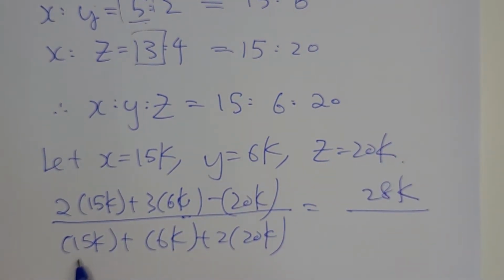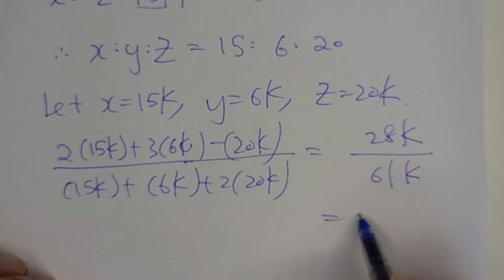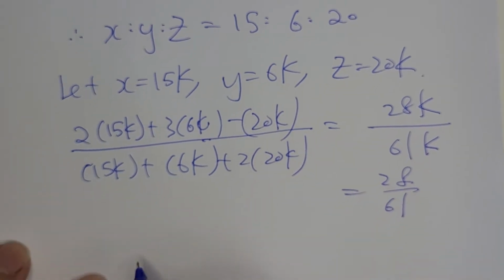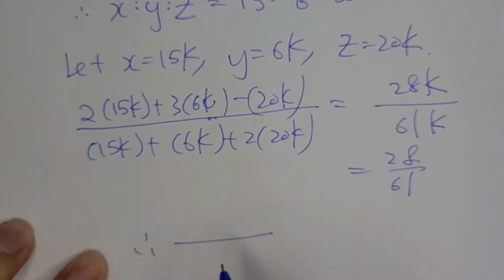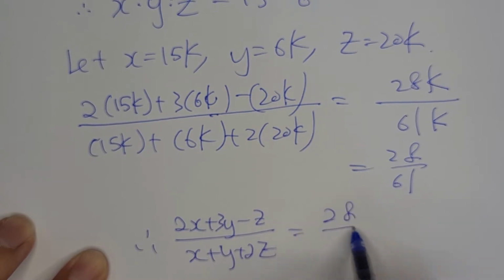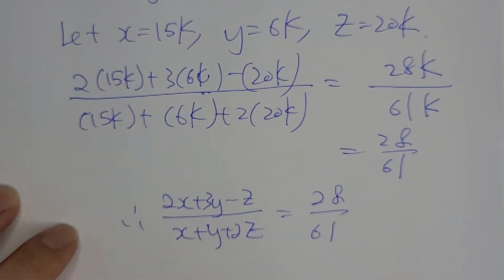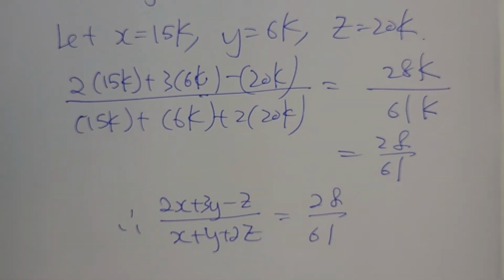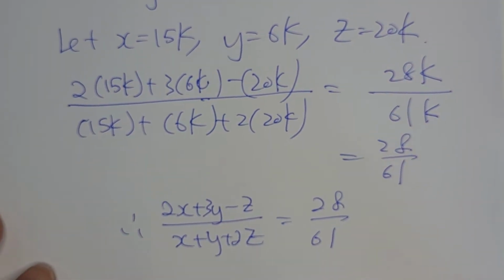And then 15 plus 6, 21. 21 plus 40, 61. So you get the answer, that is 28 over 61. And give the final statement. Therefore, the fraction 2x plus 3y minus z over x plus y plus 2z equals 28 over 61. Okay? So that's the end of question number 4.